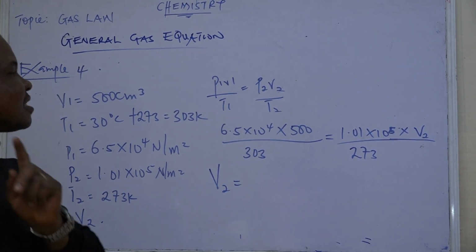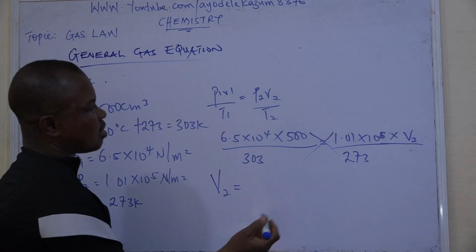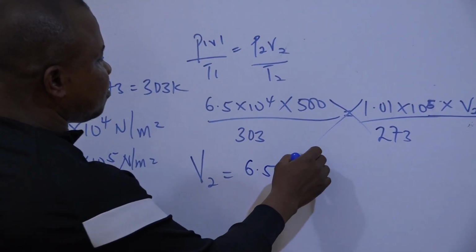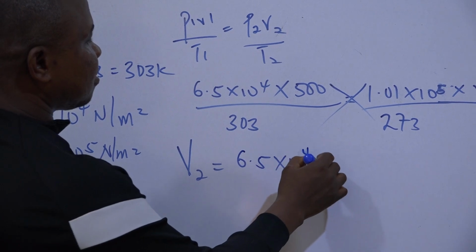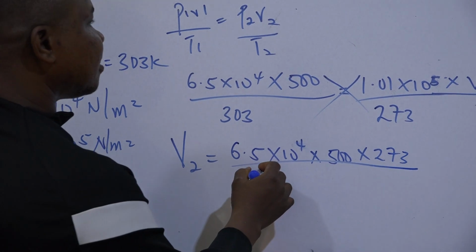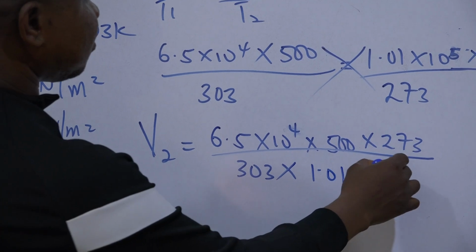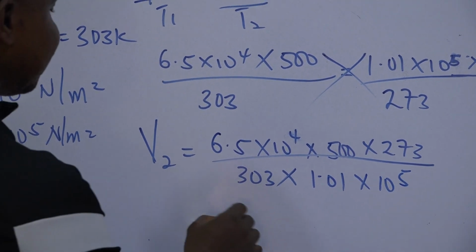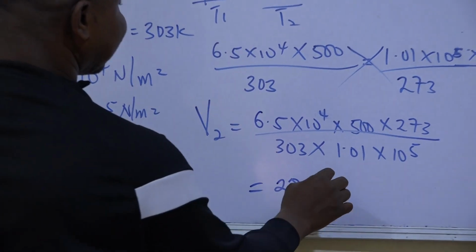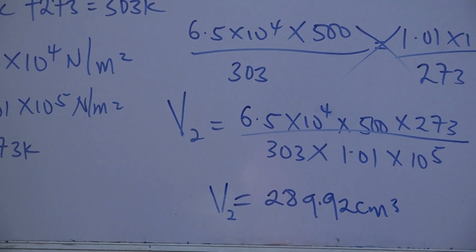Let's make V2 the subject of the formula. Student, take note: as a chemistry student, you must be sound in mathematics. So let's just cross multiply. We will have 6.5 times 10 to the power 4 multiplied by 500 multiplied by 273, divided by 303 multiplied by 1.01 times 10 to the power 5. That's my V2. Let me give you a minute. The final answer is 289.9 cm3. Please check and confirm the value of V2.